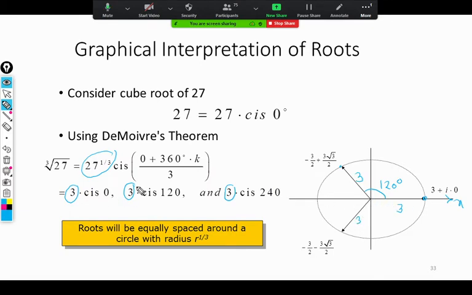The first angle is 0 degrees, so this is the first root that you have. This is the second root at 120 degrees and the third root at 240 degrees. And you will observe what happens when you find the roots of a complex number. They are always equidistant, equally spaced around a circle of radius r raised to 1 by 3. So this is the property of roots of a complex number.